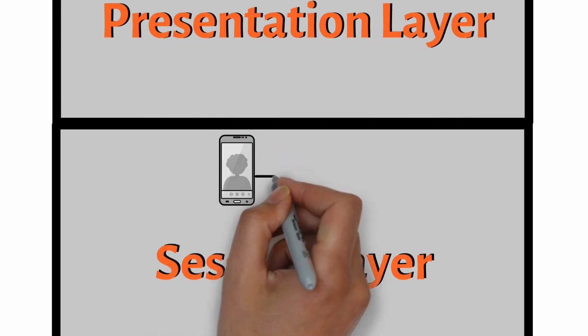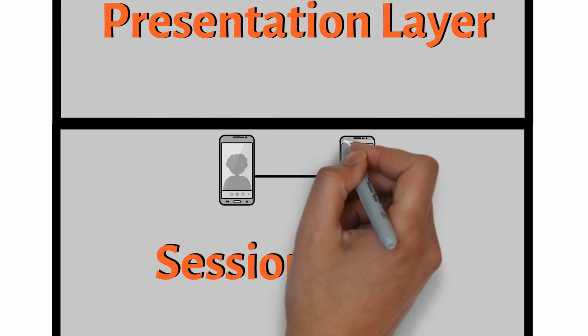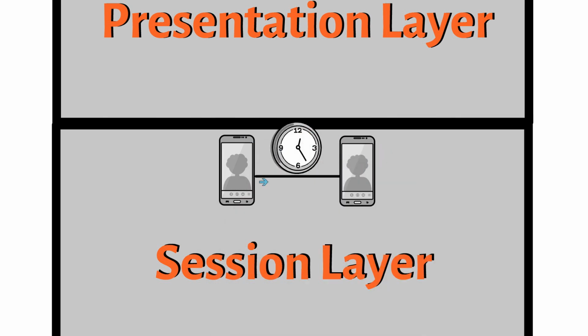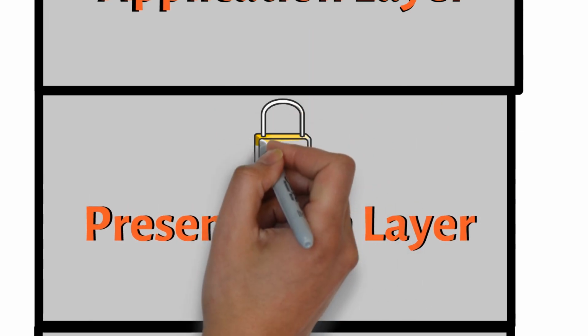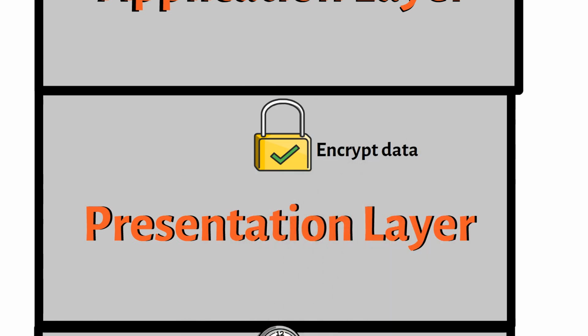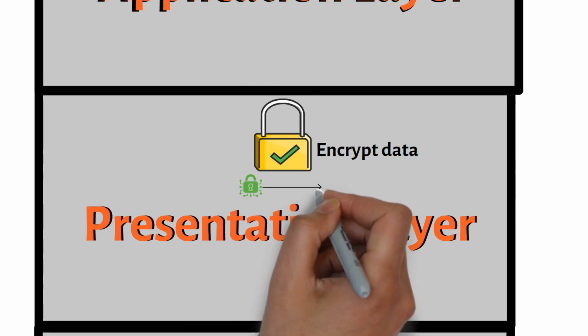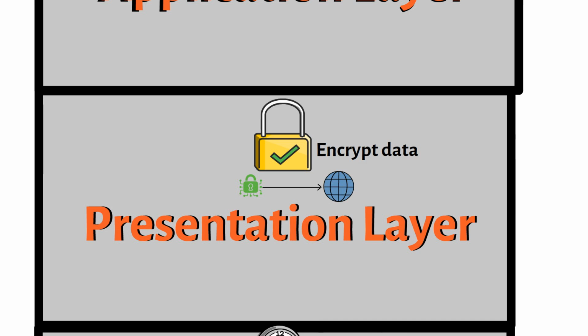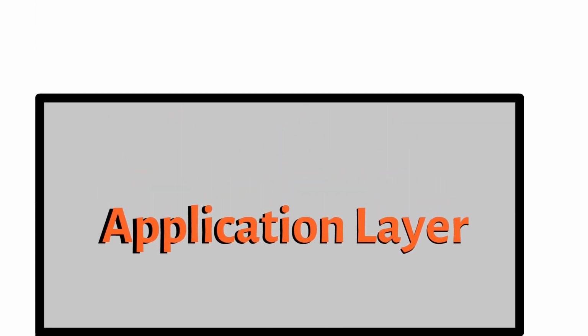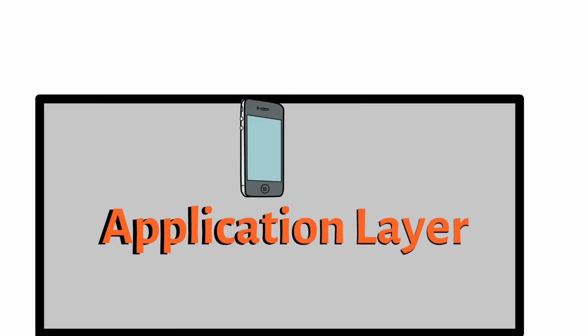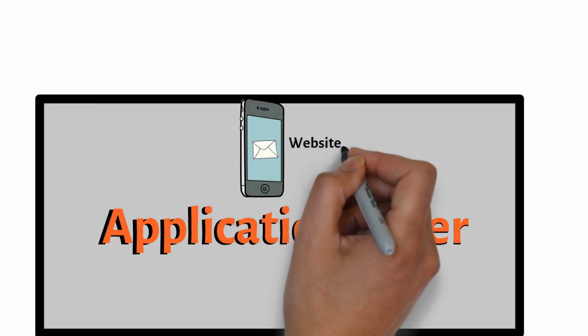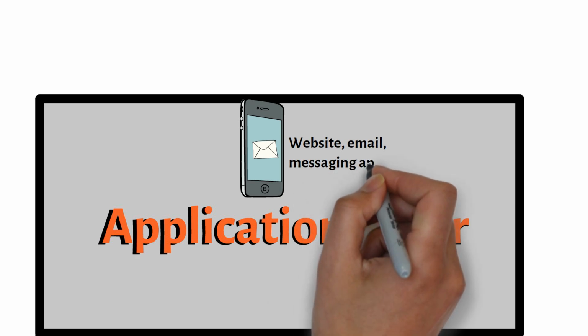Then we have the session layer, which keeps the connection open between devices. It sets up, manages, and closes the connection once the communication is finished. The presentation layer translates data into a format both devices understand, and it also encrypts data for security, like converting and locking your message before it's sent. Finally, the application layer is the one you directly interact with. It's where you access websites, email, or messaging apps, and where the data becomes useful to you.